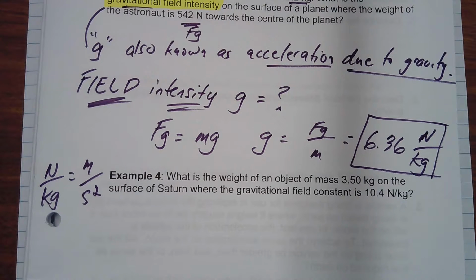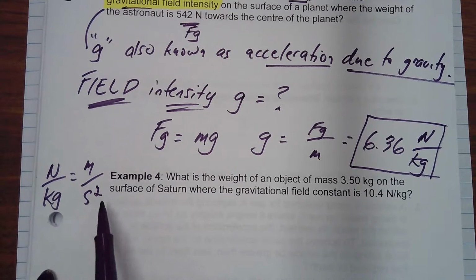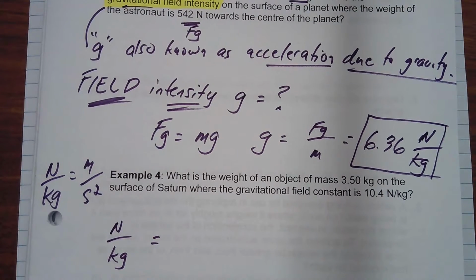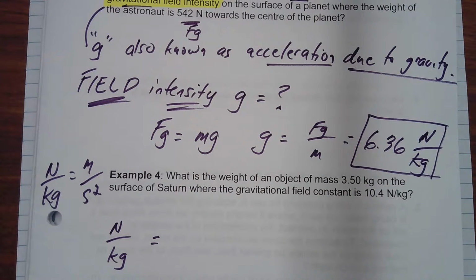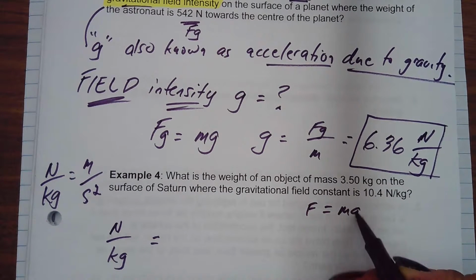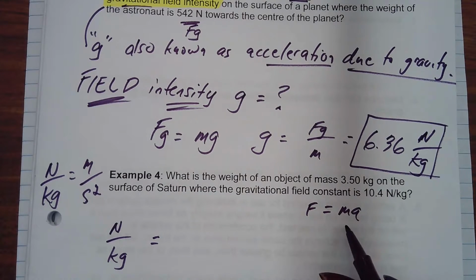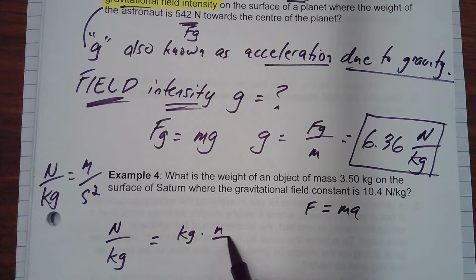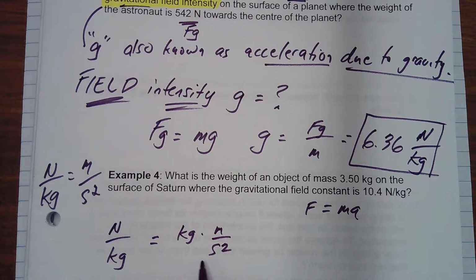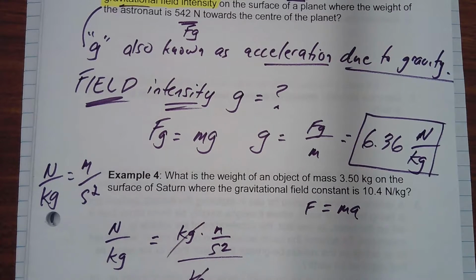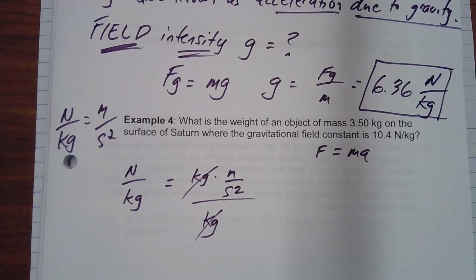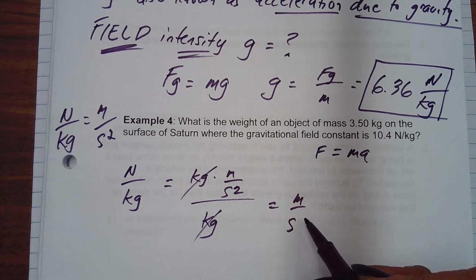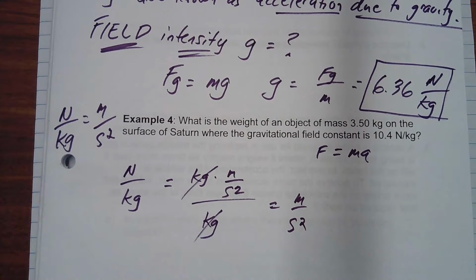If you want to figure out why it's the same, I'm going to expand newtons per kilogram. What exactly is a newton? F equals ma. That's where the newton came from. F equals m, kilogram, times a, meters per second squared, and you divide that by kilogram. Look what happens to kilogram. Gone. So newtons per kilogram is exactly the same thing as meters per second squared. That is the unit for acceleration.